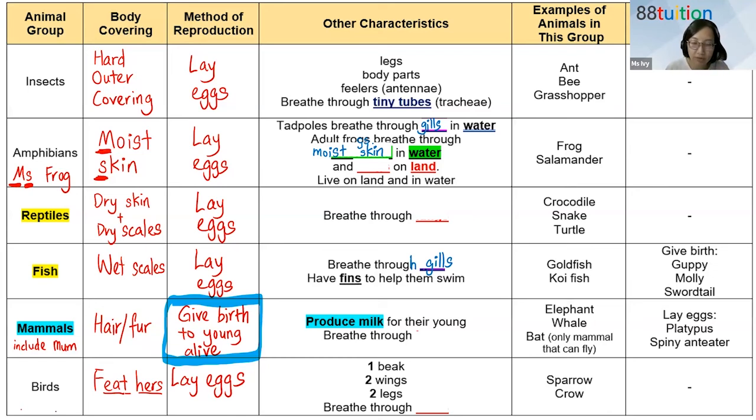Anybody knows? Type in the chat if you know. I'll give you a clue. Land starts with the letter L, so the answer also starts with letter L. Good job, Xander. Good job, Jerome. All right, so what is the L word?